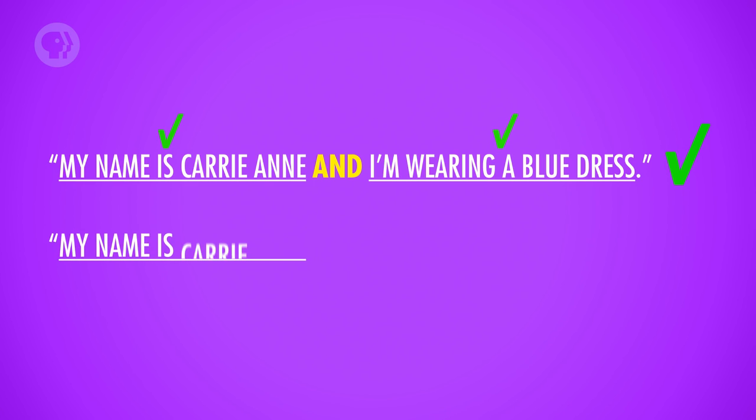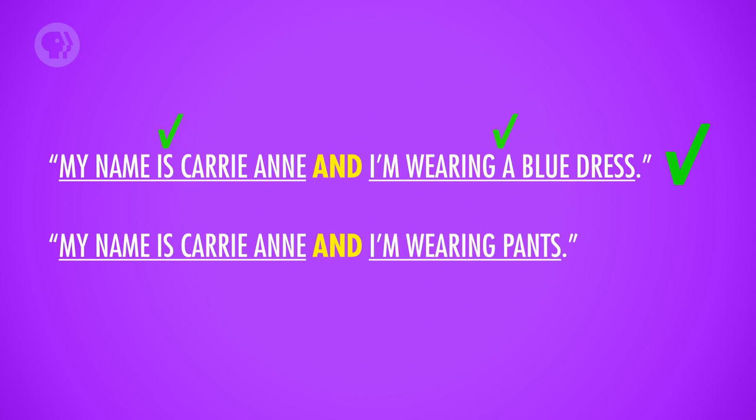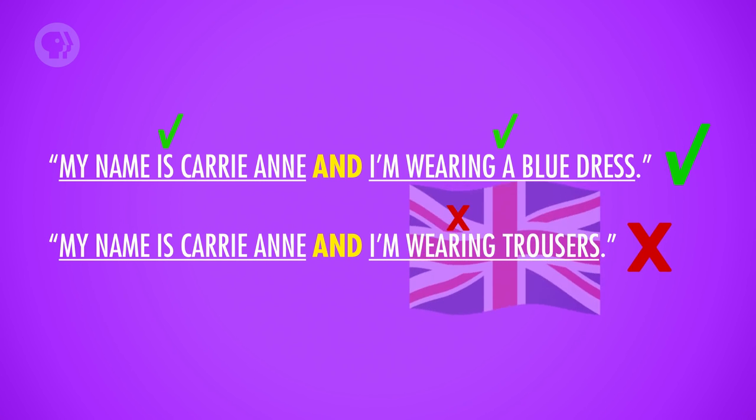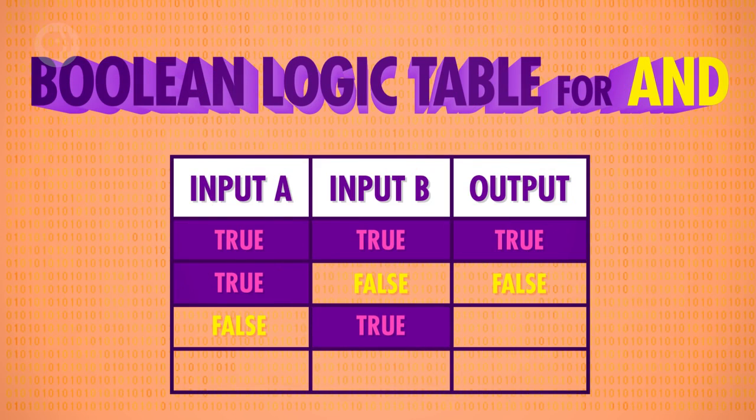But if I said my name is Carrie-Anne and I'm wearing pants, that would be false, because I'm not wearing pants. Or trousers, if you're in England. The Carrie-Anne part is true, but a true and a false is still false. If I were to reverse that statement, it would still obviously be false. And if I were to tell you two complete lies, that is also false. And again, we can write all of these combinations out in a table.